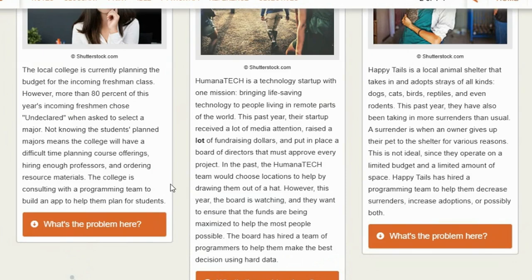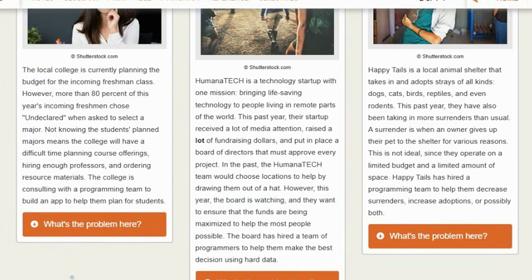All right, so let's talk about this. You can use the chat, the microphone, whichever way you want to go. What is the problem here? What are they trying to solve? Students don't know what they want to major in. Yeah, that's the biggest problem, since the university doesn't know that, they don't know how to prepare for that.